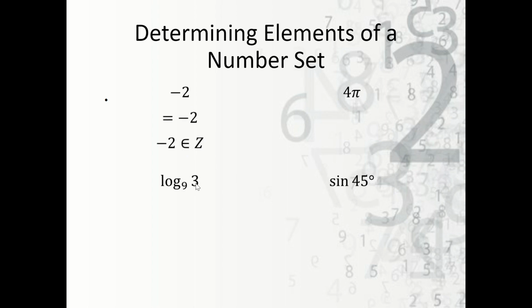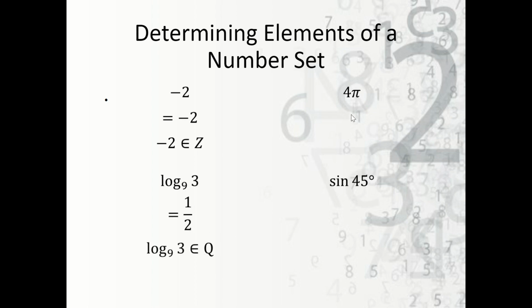Now we have log base 9 of 3. It's a log. We can't just leave it as a log and determine which set it belongs to, so we need to simplify this. So this is really 9 to what power equals 3? Well, we know that 9 to the 1/2 power equals 3 because it's a square root. So this is really 1/2, and 1/2 is a rational number, so it belongs in the set of rational numbers, or Q.